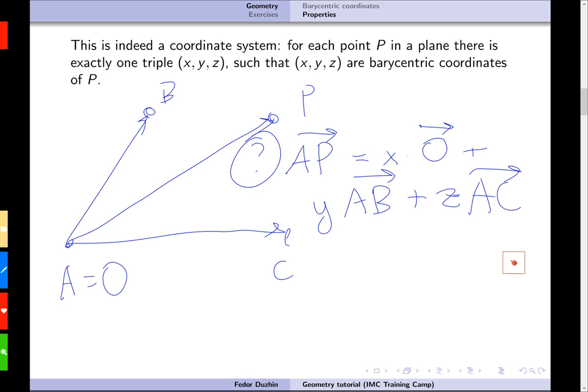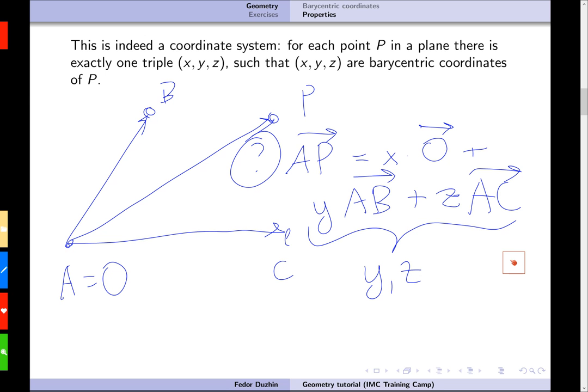Since the multiplier at x is just the zero vector, we can ignore it for a while. And here we have Y AB plus Z AC. So which means that y and z are just coordinates of the vector AP with respect to the coordinate system where unit vectors are AB and AC. And it is just the Cartesian coordinate system. It is not orthonormal, but it is still a Cartesian coordinate system, and it is very well known that such a pair of y and z is unique.